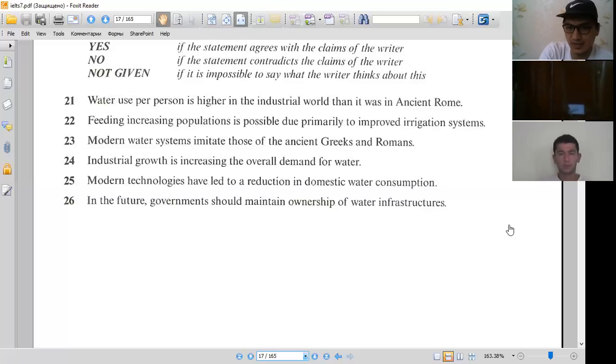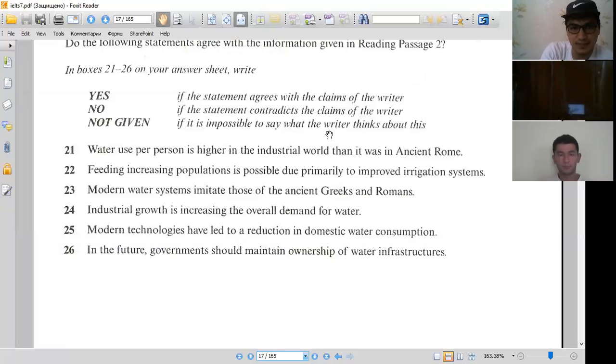Do you understand? So here, demak, tayyormiz mana biz. Ana endi darrov yes, no, not given ga kirishamiz. So let's carry on. Let's go.